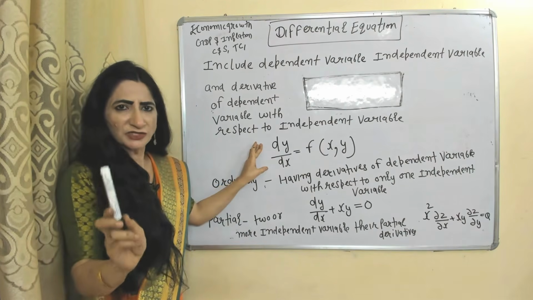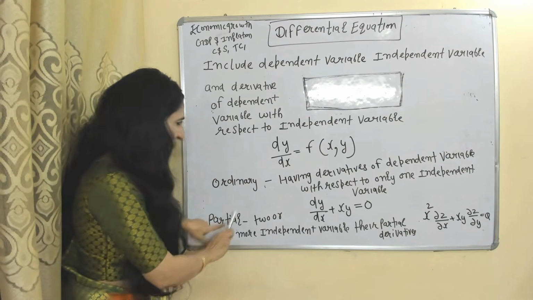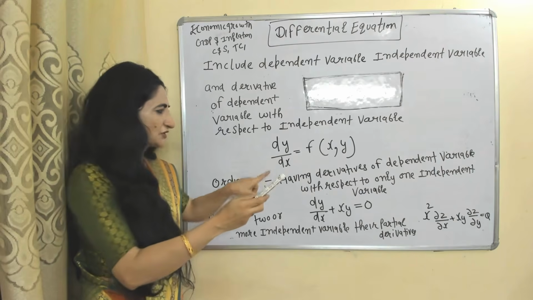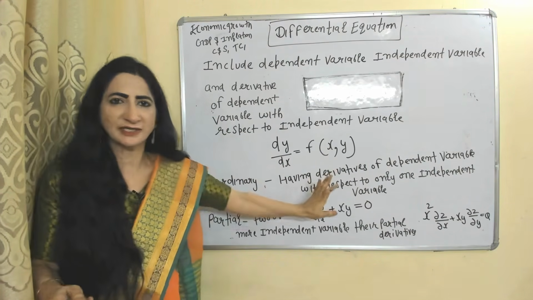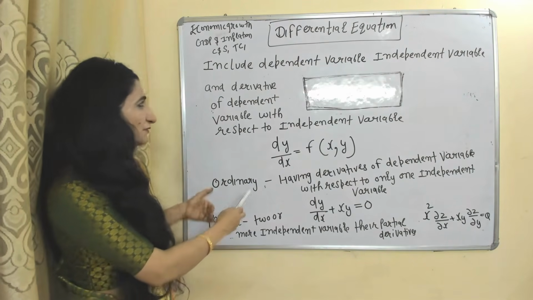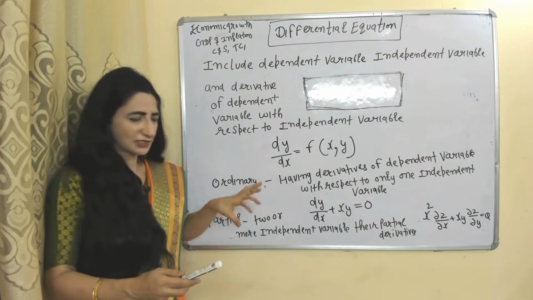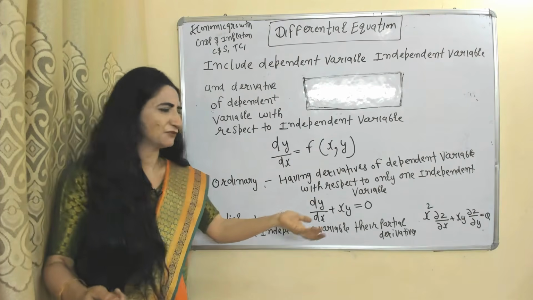A differential equation has two types, ordinary and partial. An ordinary differential equation has derivatives of the dependent variable with respect to only one independent variable. A partial differential equation has two or more independent variables and their partial derivatives.